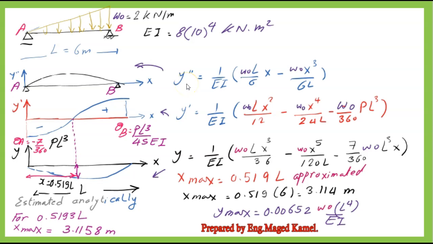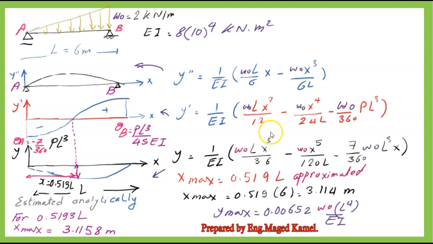We have y double dash equals 1 over EI multiplied by W naught Lx over 6 minus W naught x cubed divided by 6L. X is measured from the left support. Again, here is y double dash, and this is the curvature represented by y double dash. At A and B, the values of the curvature equal 0, since there is no moment at these 2 points.